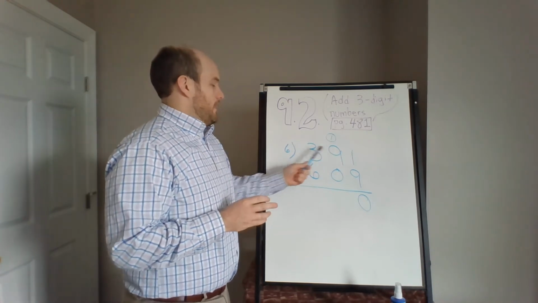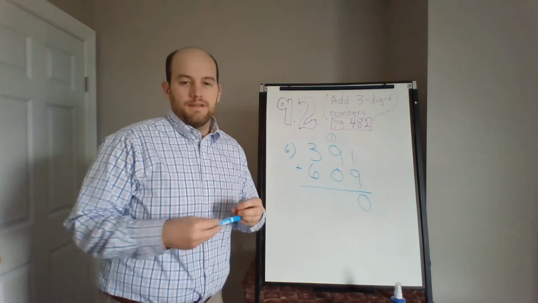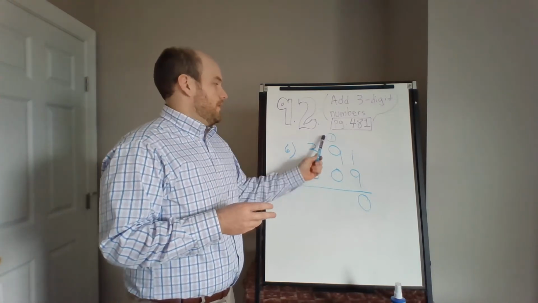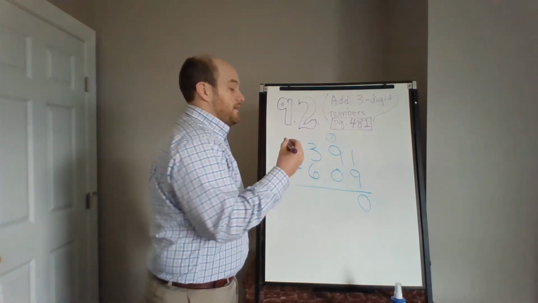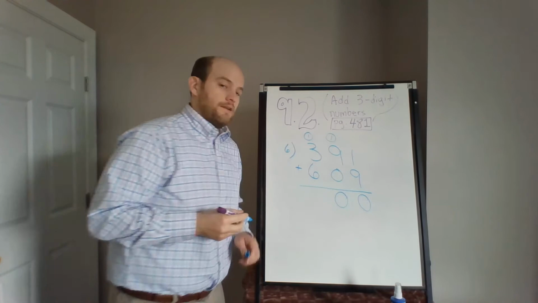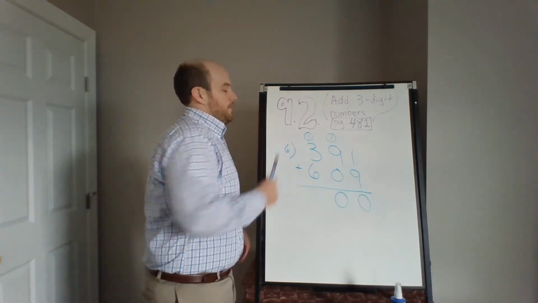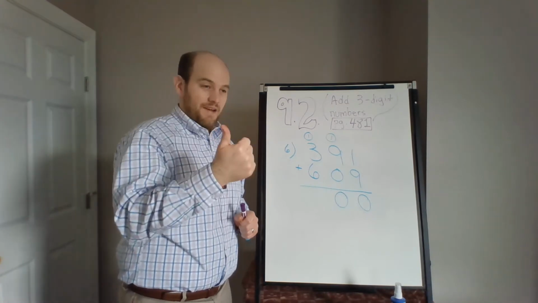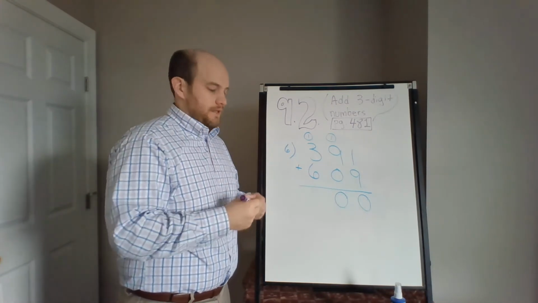Alrighty. 9 plus 0 plus 1. Well, we don't have to add anything to the 9 if there's a 0 here, but we got to make sure we add that 1 in. So 9 plus 1 is 10 again. Carry my 1. I'm starting to see a pattern here. 6 plus 3 plus 1. So 6, 7, 8, 9 plus 1, 10.